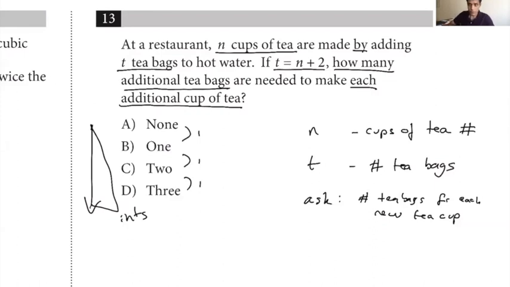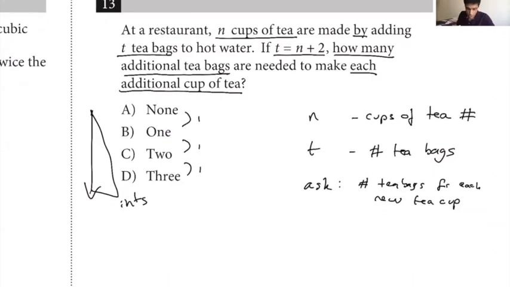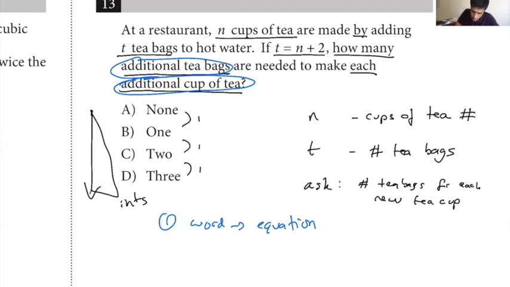Okay. So hopefully if you've already solved the question, you already started looking for other methods to do this. So we're going to go over other methods. When I was doing this yesterday, I got it wrong. This is kind of a tricky question, so it's fun to review together. So what are they looking for? The ask is how many additional tea bags are needed to make each additional cup of tea? So one method to do this is word to equation. In this case, what this essentially means is gradient. In t equals n plus 2, the gradient is 1. So therefore, B is the right answer.